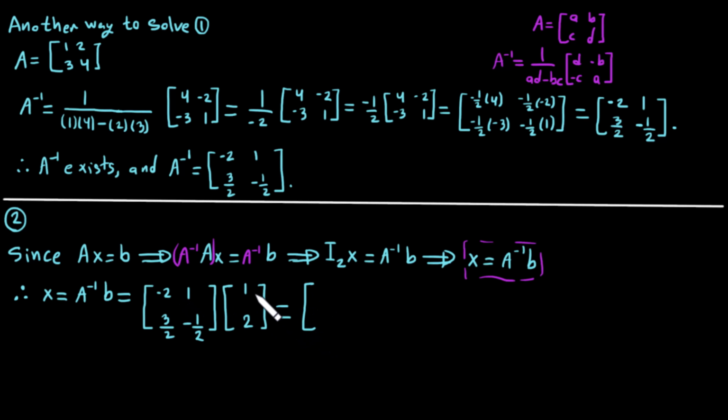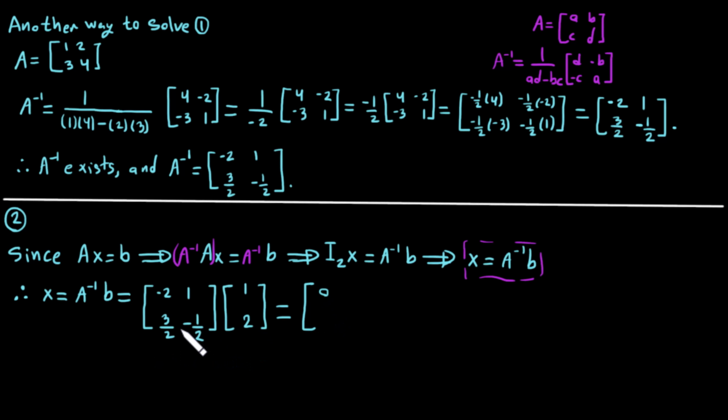Now let's multiply together. So we have to multiply this by this. So negative 2 multiplied by 1 plus 1 multiplied by 2 equal negative 2 multiplied by 1, which is negative 2, plus 1 multiplied by 2, which is 2, negative 2 plus 2 equal to 0. So here I have to write 0.